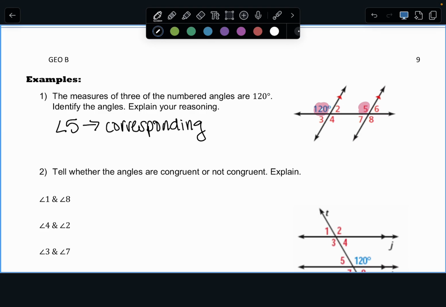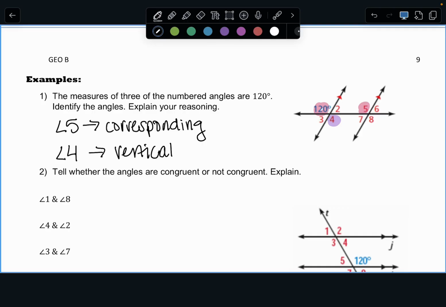And if 5 is 120, then 4 has to be 120 because they're alternate interior. That's one option, but how can we relate angle 4 and that 120 degrees without going through angle 5 first? Vertical. Perfect. So angle 4 is also 120 because of vertical angles. Just remember, vertical angles are always congruent. We don't need parallel lines, we don't need a transversal. We just need that X shape.